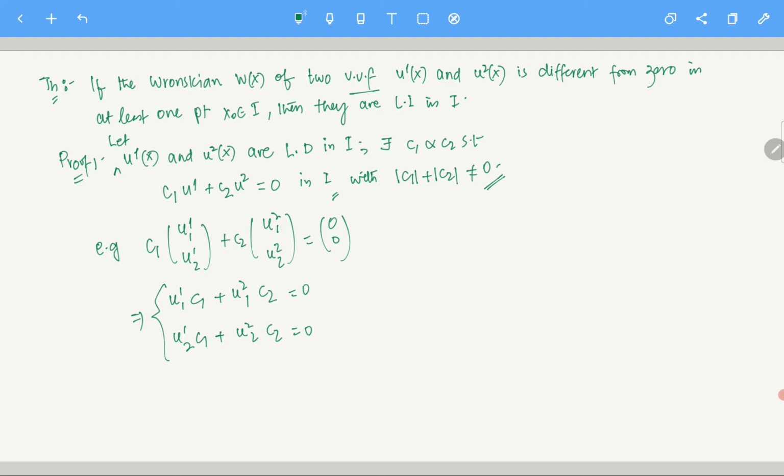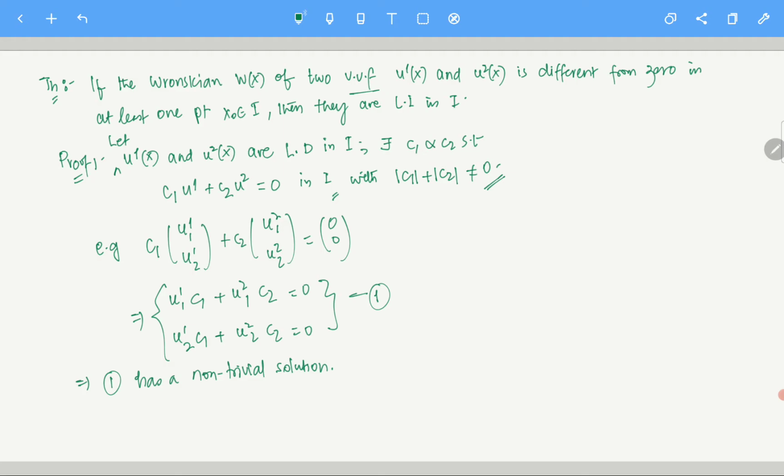So how do I put it? I should write it here as 1. Okay, so that implies 1 has a non-trivial solution. Trivial solution. Clear? Okay.